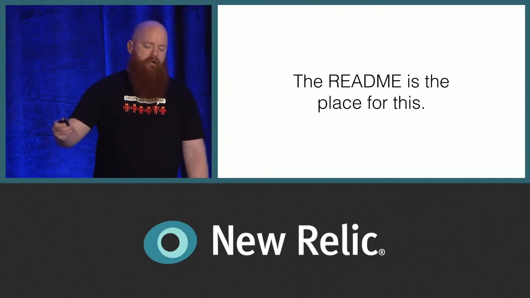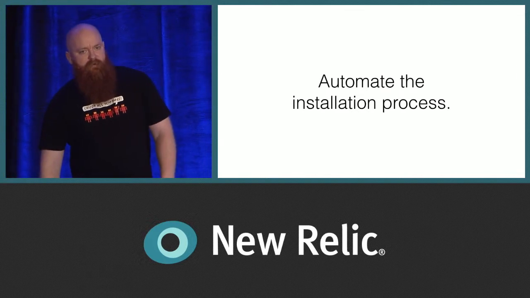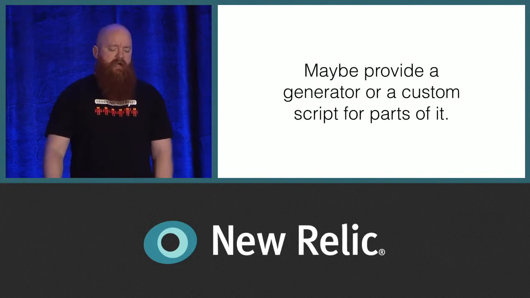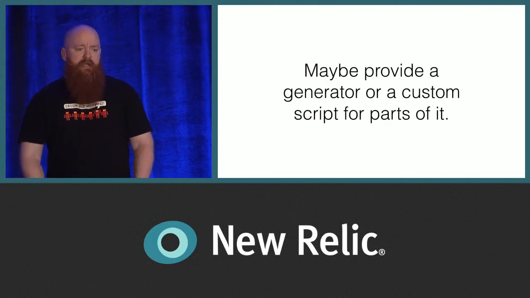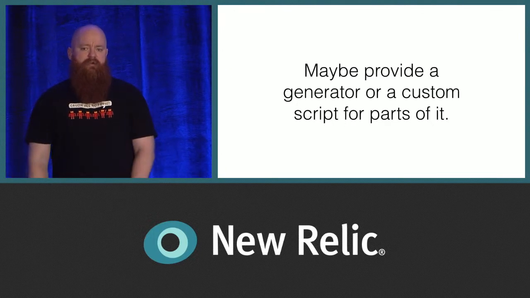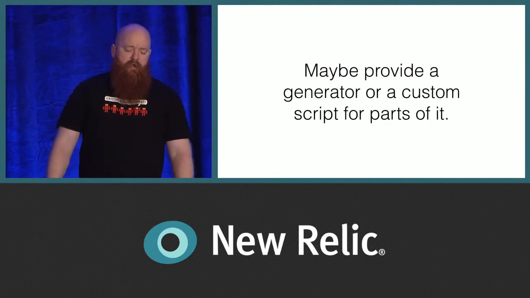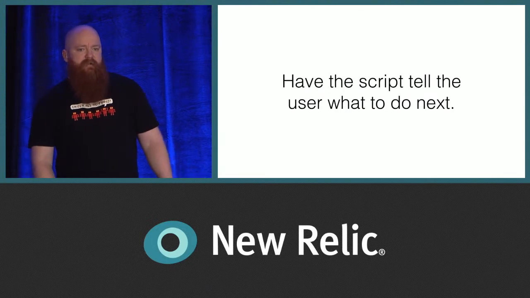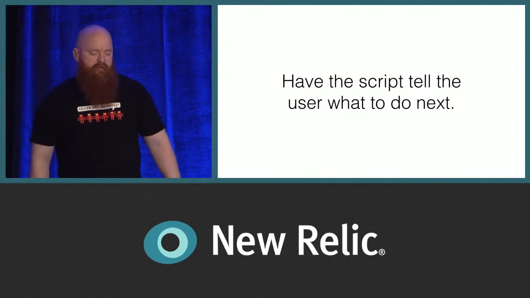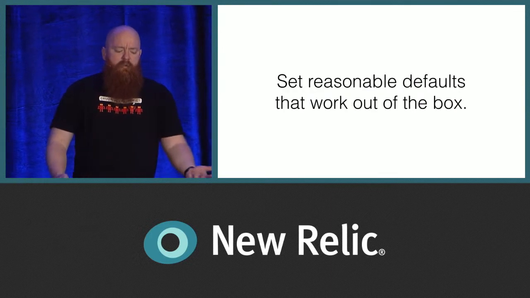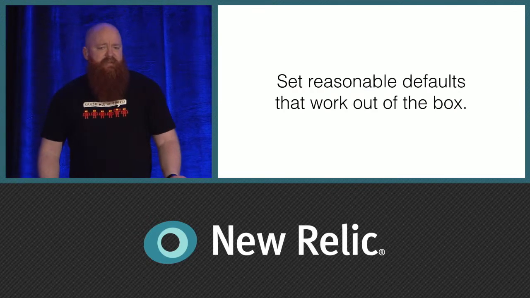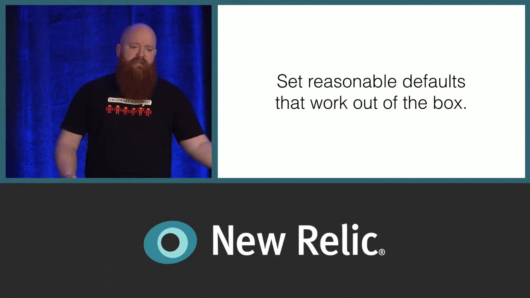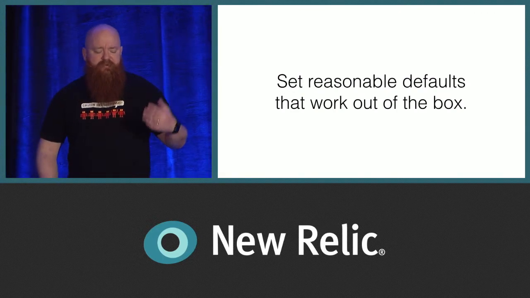Better than writing it down, though, is to automate the installation process. Just write a custom script or a generator or something to do some of that work for the user so that they don't have to do it. As you're doing that, have the scripts tell them what the next steps are so that they don't have to go look at the README to know what to do next. Maybe you could set some reasonable defaults for things like config values that you would otherwise have to go put in a config file or set somewhere.